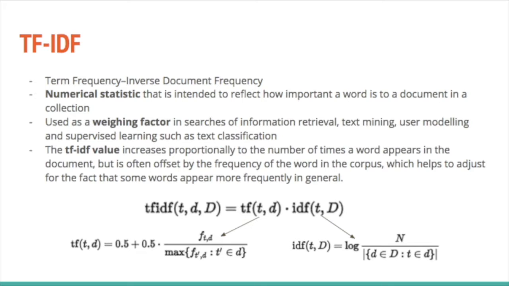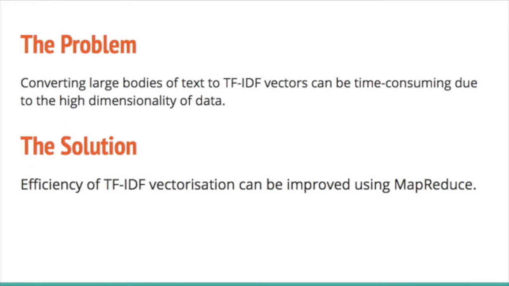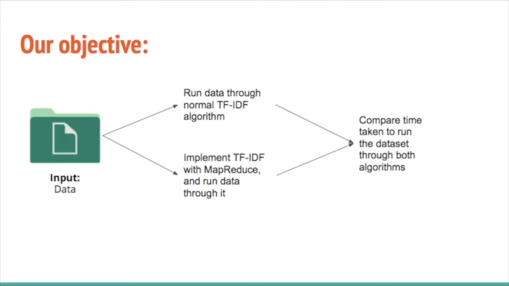So moving on, the problem that we face is to convert large bodies of text to TF-IDF vectors, which can be time-consuming due to the high dimensionality of the data. So the solution is to work on the efficiency of TF-IDF vectorisation using MapReduce. Our objective is to input the data, run it through the normal TF-IDF algorithm, and also implement TF-IDF with MapReduce and run the data through it. Ultimately, we would want to compare the time taken to run the dataset through both algorithms.